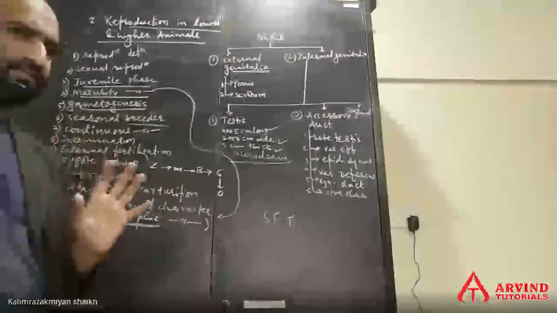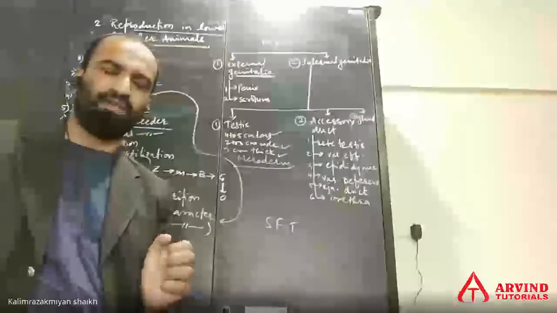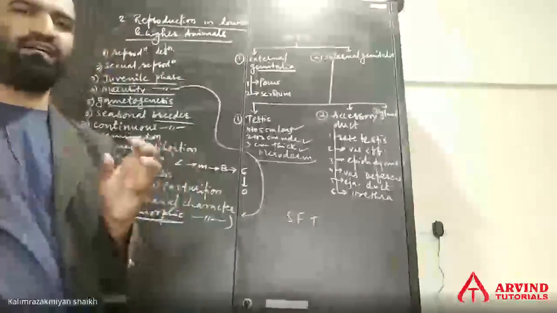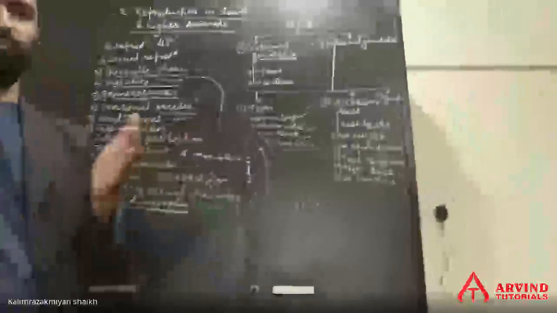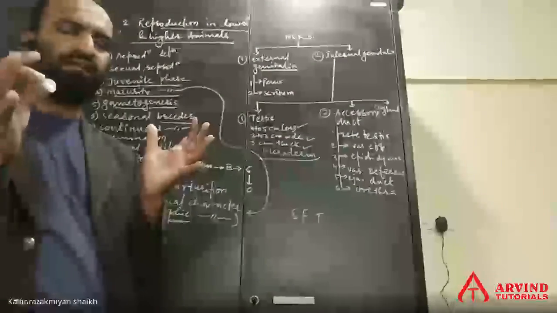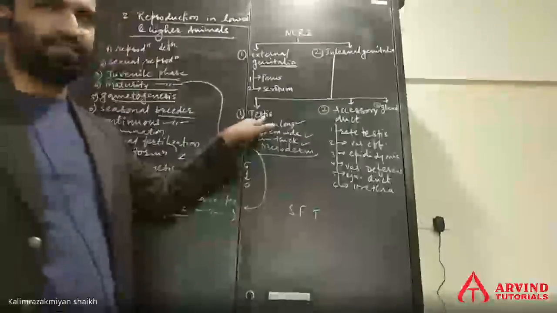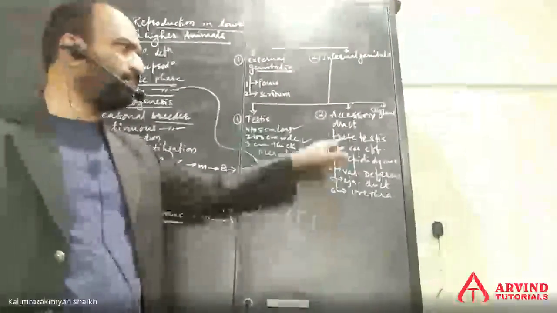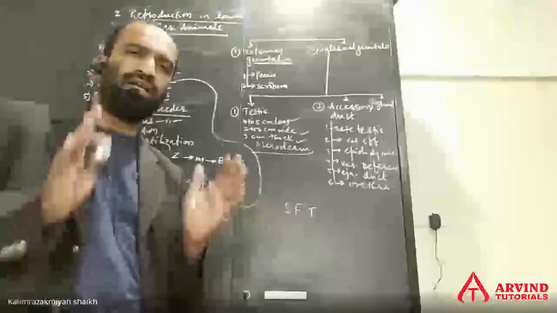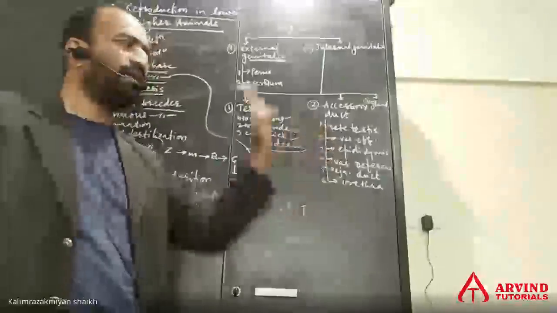In our testes, 700 to 900 tubules are present. These tubules are in groups of 200 to 300. Suppose they are in groups of 300, then they are 9 in number. If they are in groups of 200, they are 600 to 700 in number. So there is an irregular network of seminiferous tubules present in the testes. That irregular network of seminiferous tubules is called rete testis. Very simple, you have to remember what is rete testis: the irregular network of seminiferous tubules present in the testes.